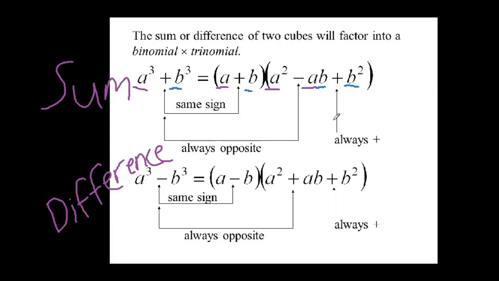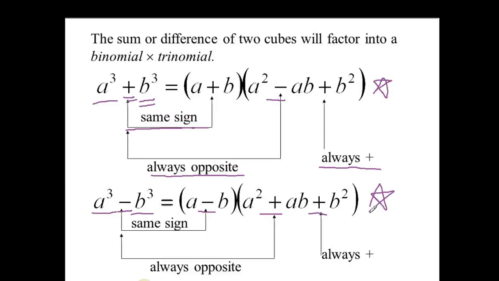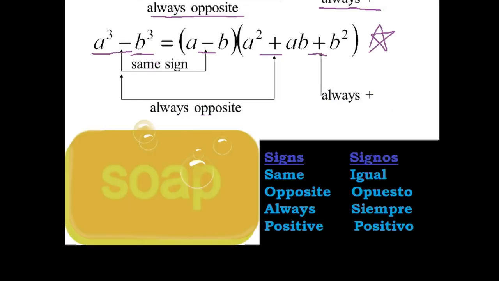So one way that you can remember this sign difference is with this acronym SOAP, which stands for same, opposite, always positive. Or in Spanish, los signos son igual, opuesto, siempre positivo.